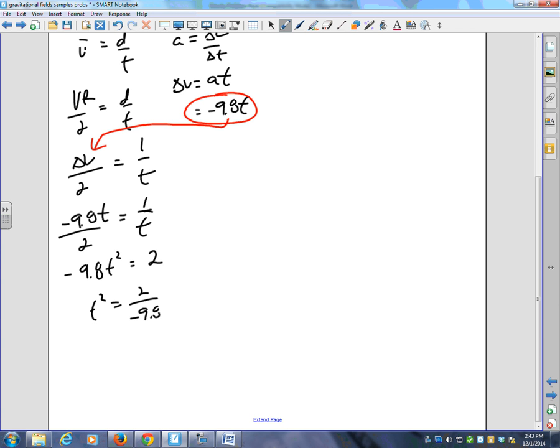And I now have a problem. What is my problem? You can't take the square root of a negative.